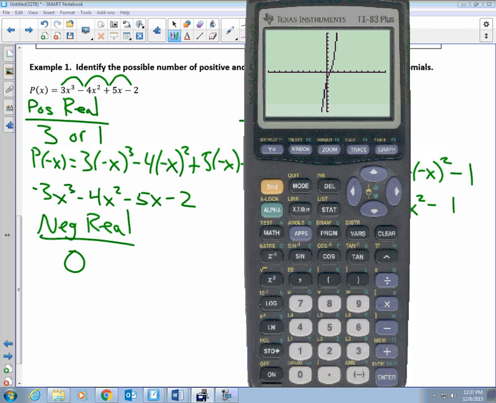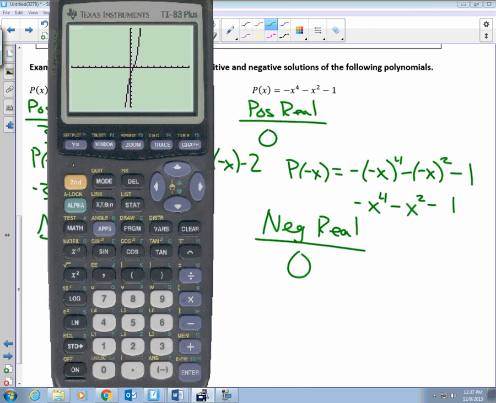Okay? Let's look at the other one. If we go into y equals and we type in negative x to the fourth minus x squared minus 1, does that ever go above the x-axis? Never. So it has 0 positive real, it has 0 negative real. And so it's neat that just by looking at the equation, we can already determine some behavior about the graph. That's going to help us as we move forward.